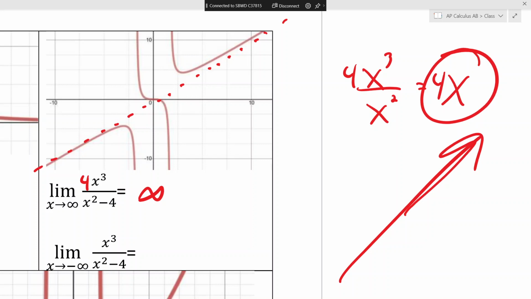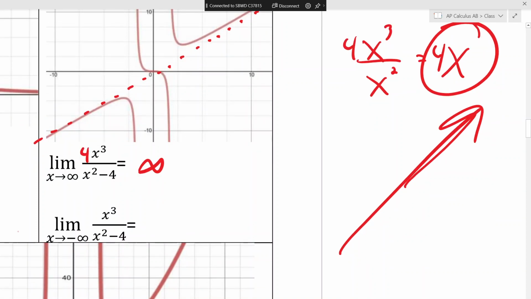Good, good. What if it's an x cubed on the top and x on the bottom? Okay, so if it's different powers of x on top and bottom, we'll take a look at that in a second, okay? Good question.